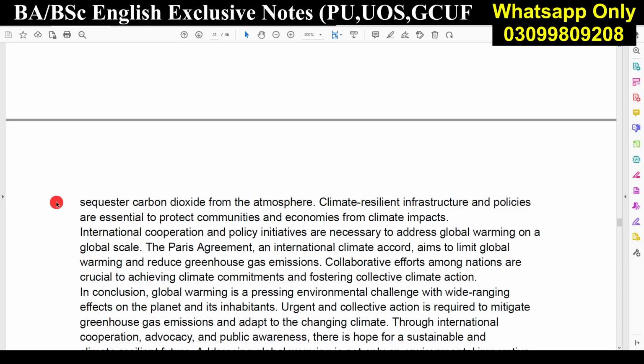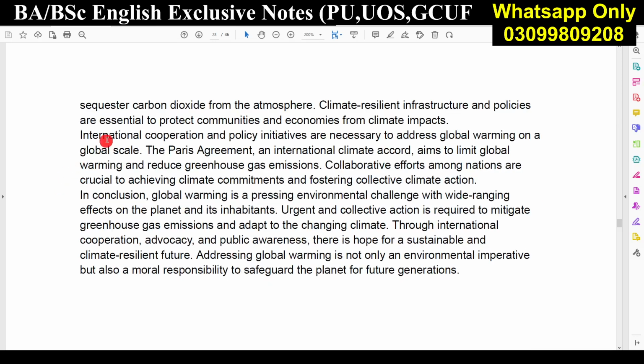International cooperation and policy initiatives are necessary to address global warming on a global scale. The Paris Agreement, an international climate accord, aims to limit global warming and reduce greenhouse gas emissions. Collaborative efforts among nations are crucial to achieving climate commitments and fostering collective climate action.